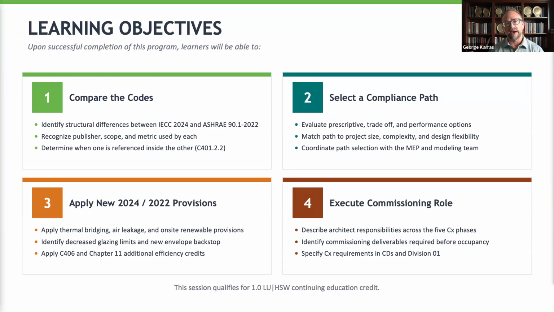We're going to go into selecting compliance paths. There are different methods for the prescriptive versus performance path, and various options that you have as an architect to choose the appropriate path for your building. Then applying those provisions, the 2024 IECC and 2022 ASHRAE provisions and how they affect your projects, with a side-by-side comparison. And lastly, executing the commissioning role and describing commissioning. A lot of people have been part of commissioning on other projects, but it's been elaborated within the 2024 IECC, so we really want to touch on those points and bring that to a head for everybody.